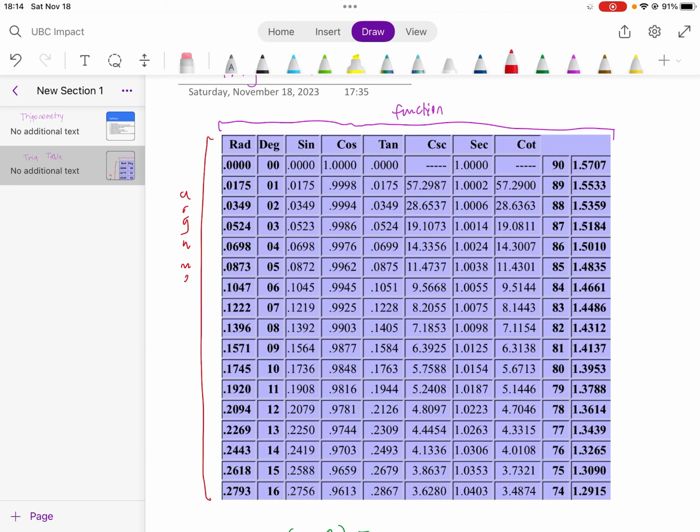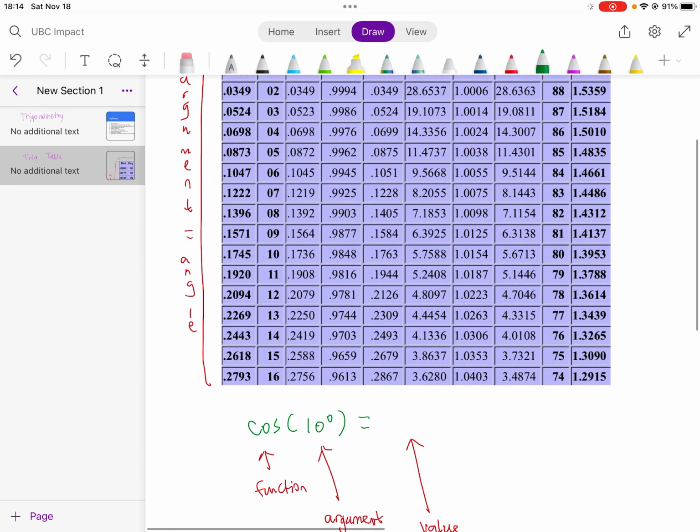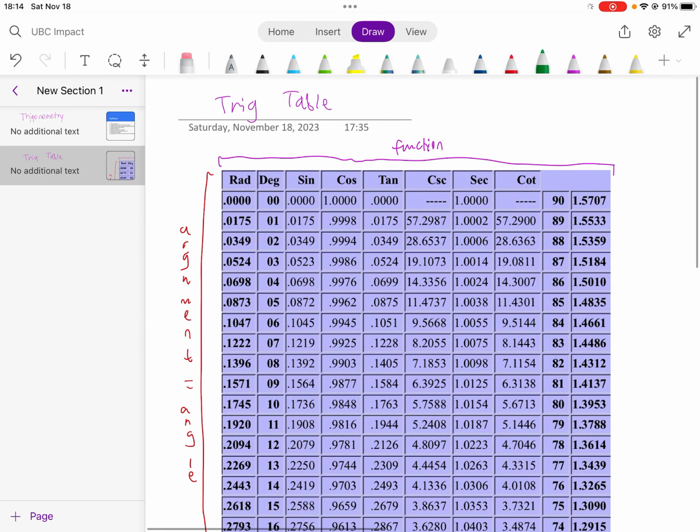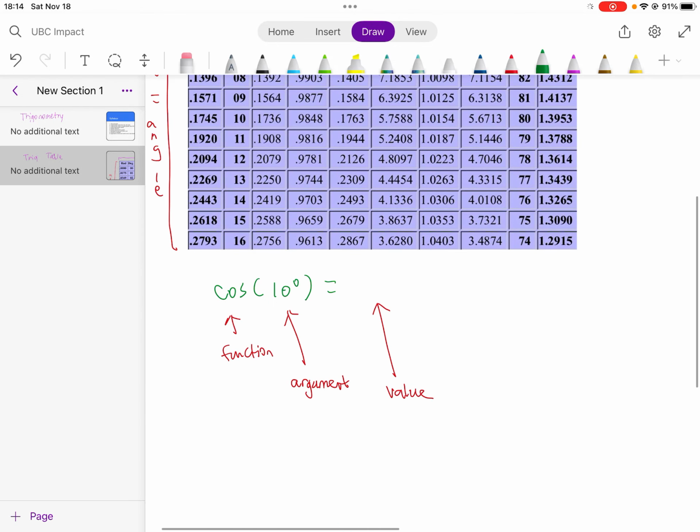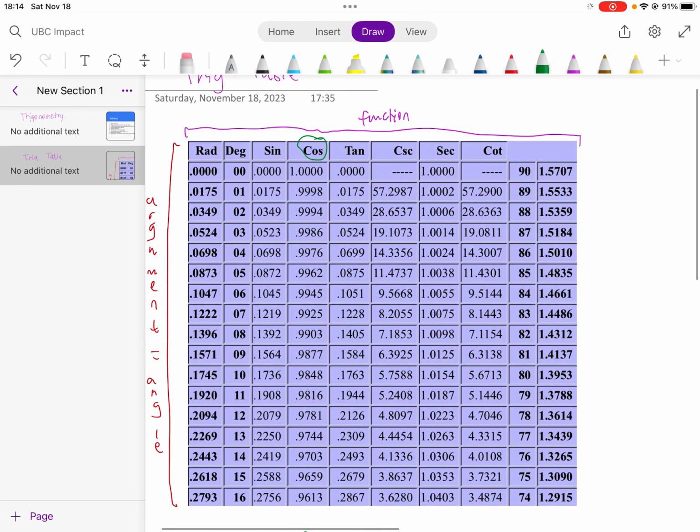Argument, which in this case is just equal to the angle. And so we can locate the function on the top here, which is cosine, right here. And then we can locate the argument, which is 10 degrees. And you want to be looking into this column called degree, this one here. So we look down here, and we find 10, and 10 is right here.